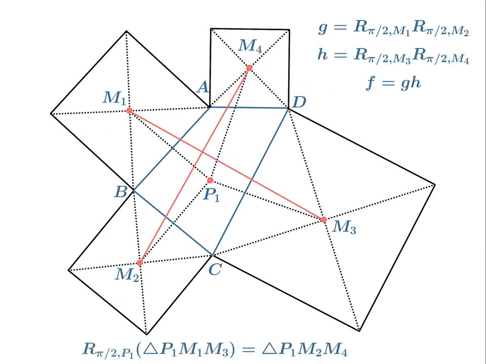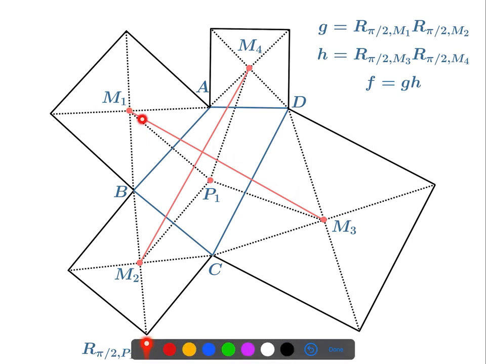Now I'm going to use what we have here, and notice that if I take the triangle P1, M1, M3, so we're going from P1 to M1 to M3. That's this one, M1 is here, M3 is down here. So this skinny triangle here. And I want to rotate it around P1 by pi halves. So I'm going to turn it in this direction, pi halves.